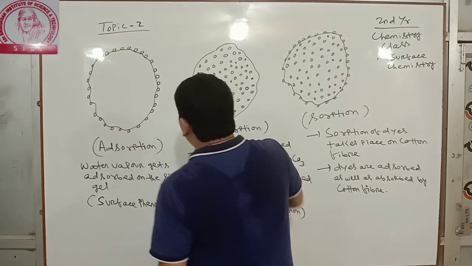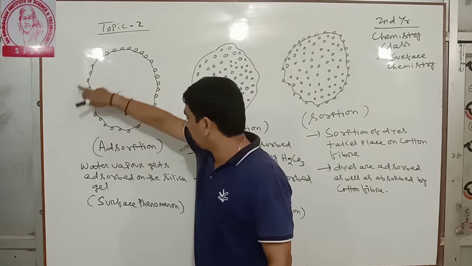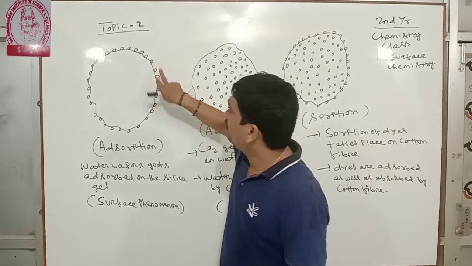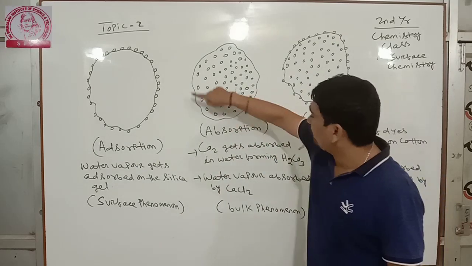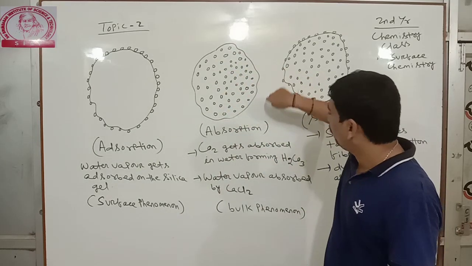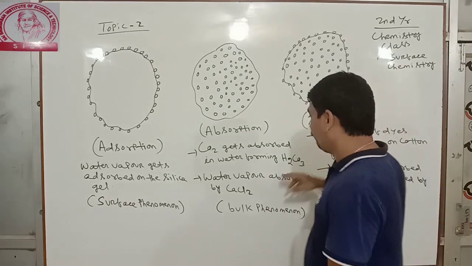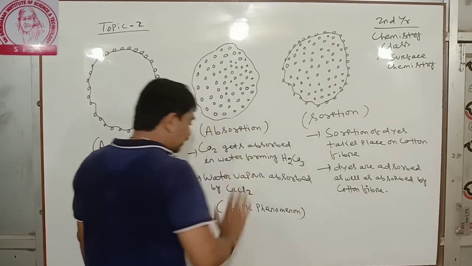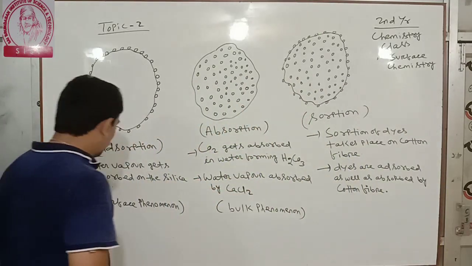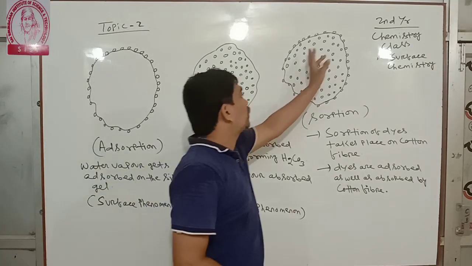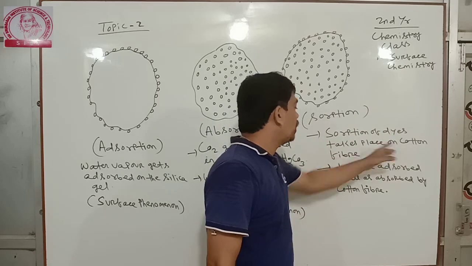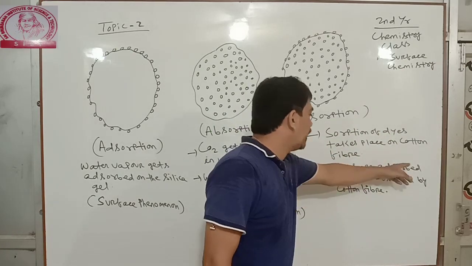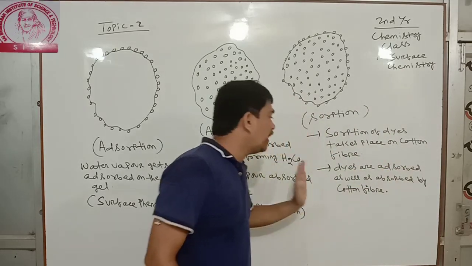So three things. First is adsorption: water vapor gets adsorbed on the surface of silica gel. Absorption: CO2 gets absorbed in water forming H2CO3, and water vapor is absorbed by calcium chloride. This is a bulk phenomenon; the other is a surface phenomenon. Next is sorption. Sorption of dyes takes place on cotton fiber, that is, dyes are adsorbed as well as absorbed by cotton fiber.